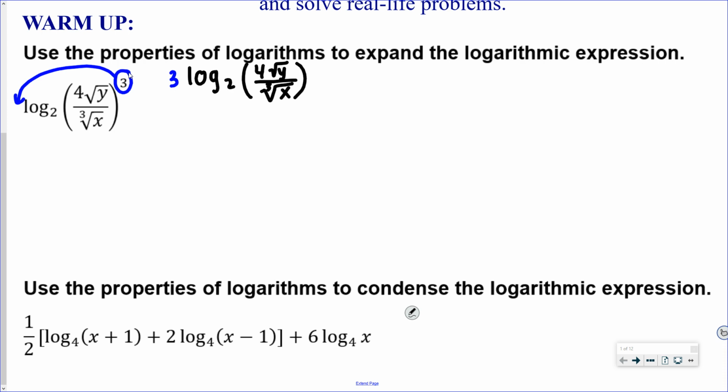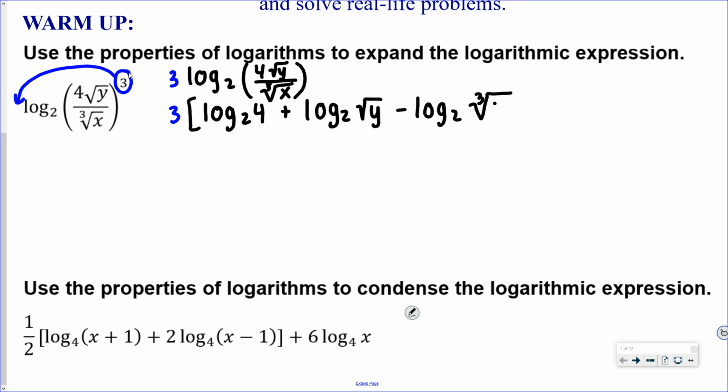Usually we bring down the exponents last, but in this case, that power of 3 is with all of those terms inside the log, so I kind of brought it down first, and then when I break it up, I would probably use like a bracket here. Okay, I'm going to do this in 1 step, so we would have 4 plus square root of y minus cube root of x.